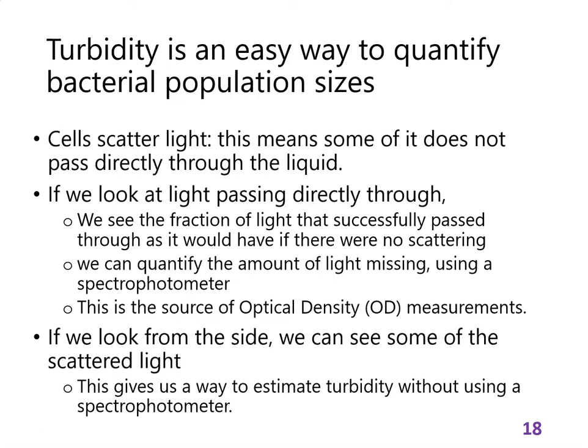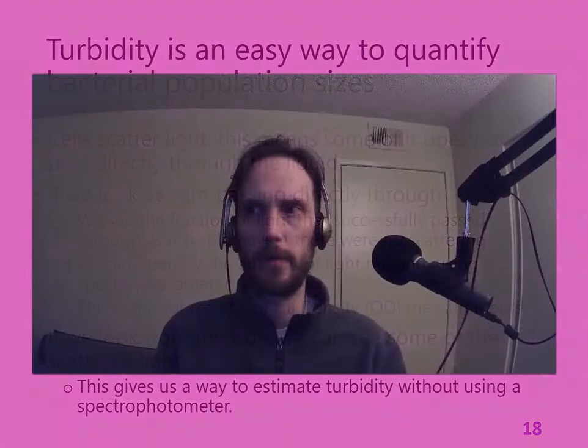We put a test tube in a spectrophotometer and it tells us how much light is being scattered. And if we look at a culture of bacteria from the side, it will glow a little bit, and that's how we'll know there are cells in it. So I want to show you this. I have a demonstration, sort of.